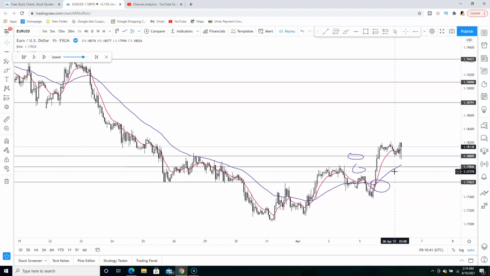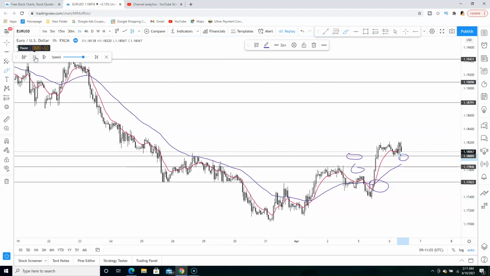Now let's stop right there. So as you guys can see right over here, we had a pullback to the previous resistance zone, thereby creating a support zone right over here for us. Now the market starts consolidating. So let's see how this trade played out.